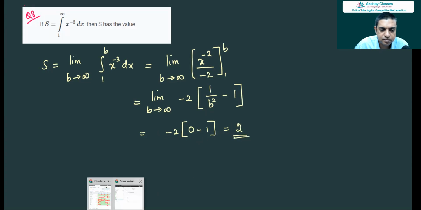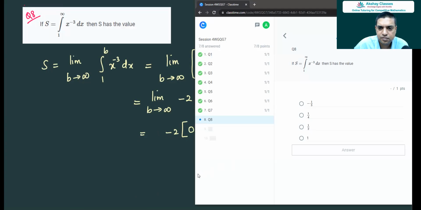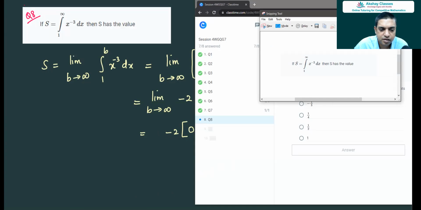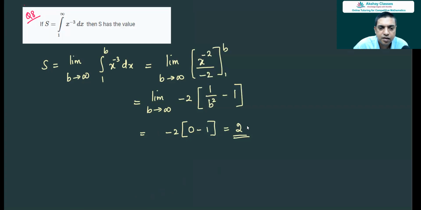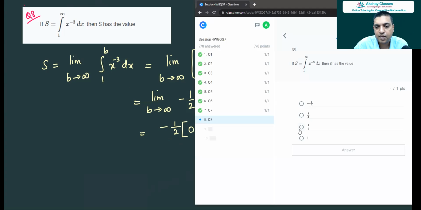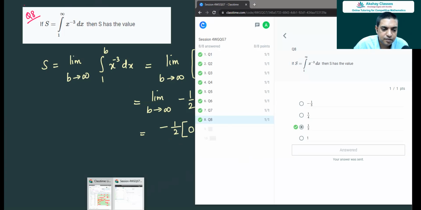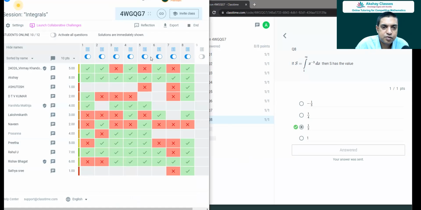That is the answer. Sir, minus 1 by... Oh, take it common, sorry. I'm sorry. Got it. So minus 1 upon 2 times minus 1 is plus 1 upon 2, which is the answer. Okay. So this is the answer. All right. So simple. This question was good.